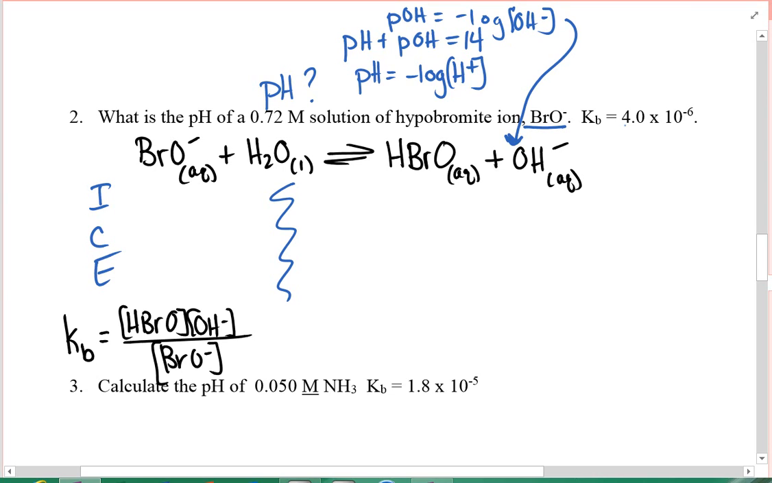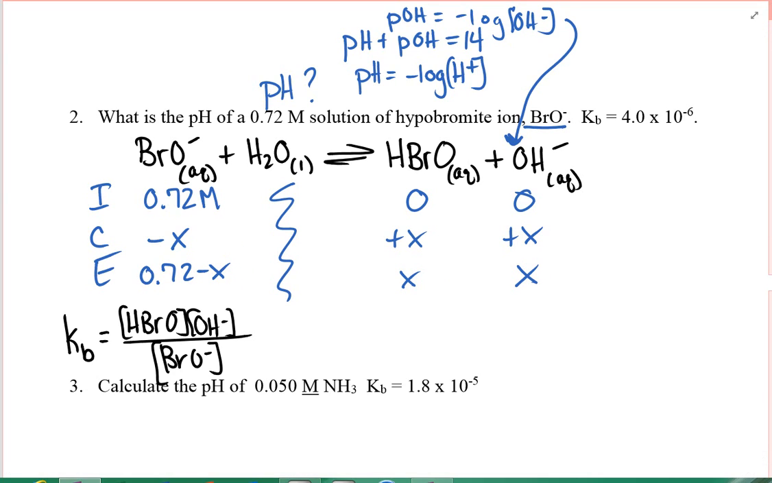So let's fill in what we know. We know that it's 0.72 molar bromate ion, and we're going to assume there's no product to begin with because nothing else is mentioned. Some of my reactants are going to get used up. My products are going to be made. I have 0.72 minus X, and this is X, and this is X. So now I've got my ICE chart set up. It's just a way to help me organize information.